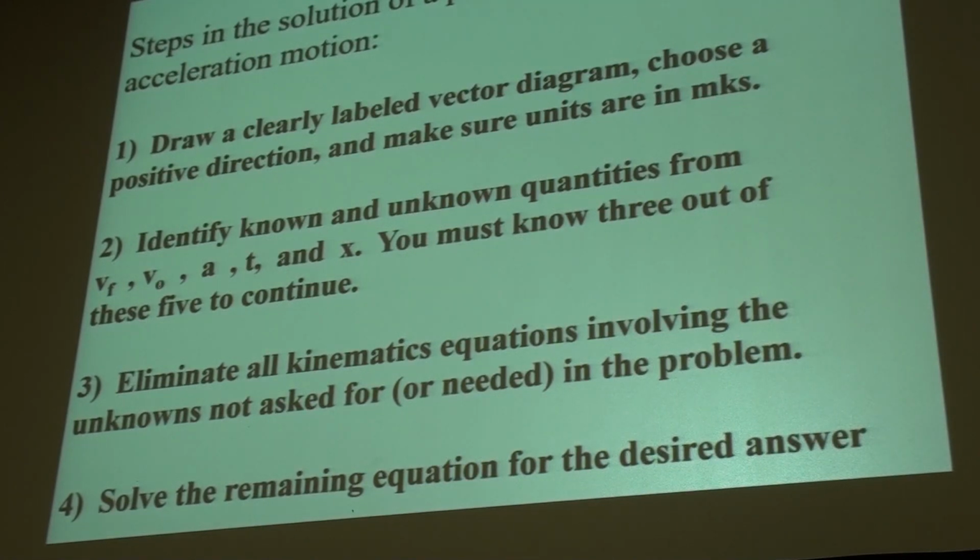And you need to know 3 out of 5 of these to continue. Then eliminate all equations involving the unknowns that are not asked for or needed in the problem. And then finally solve the remaining equation for the desired answer. Okay, so those are our equations. And so let's do that with an example.